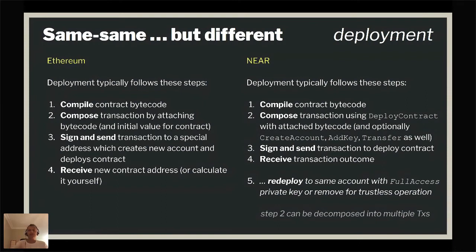In NEAR, you can redeploy to the same account with full access keys. And so you remove that full access key, and that means that you won't be able to overwrite that contract account. But of course, you have to be careful because the contract code itself could have some unexpected behavior there, so you've got to read that. But basically, an account without full access keys is heading in the right direction for a trustless operation.